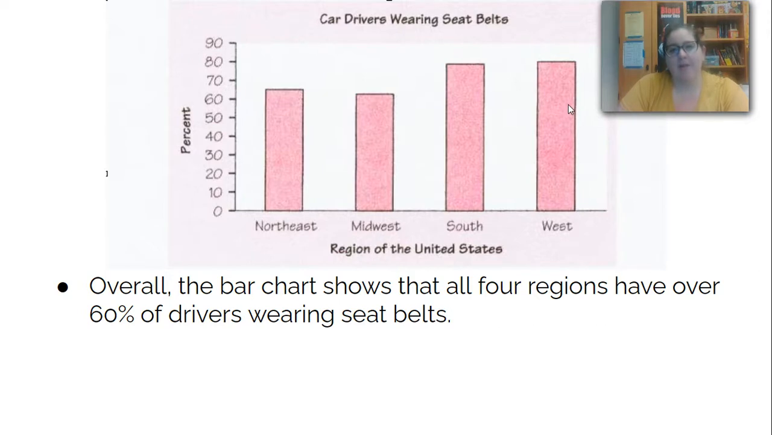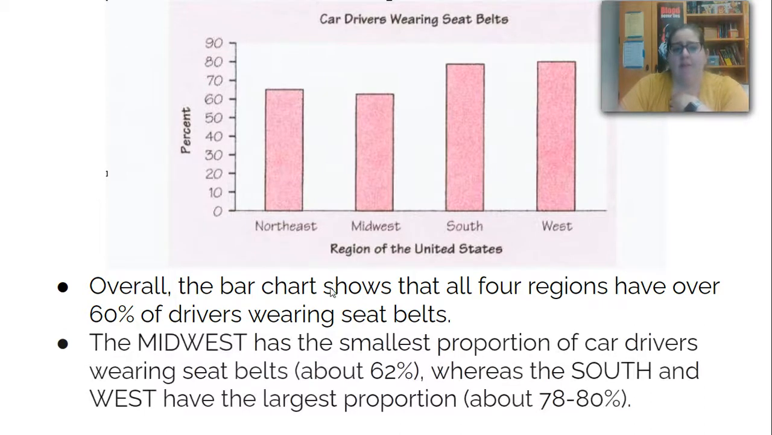A lot of times questions will ask you to compare and contrast. So we could say all 4 regions have more than 60% of drivers wearing seatbelts, and that the Midwest has the smallest percentage of drivers wearing seatbelts, while the West and South have the largest percentage. Those are things we could say about this graph because that's what we're given.